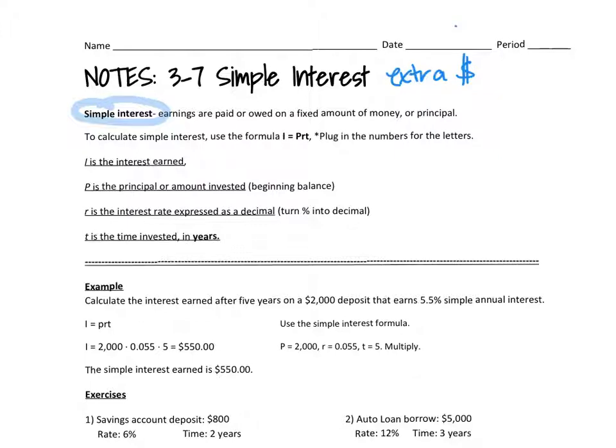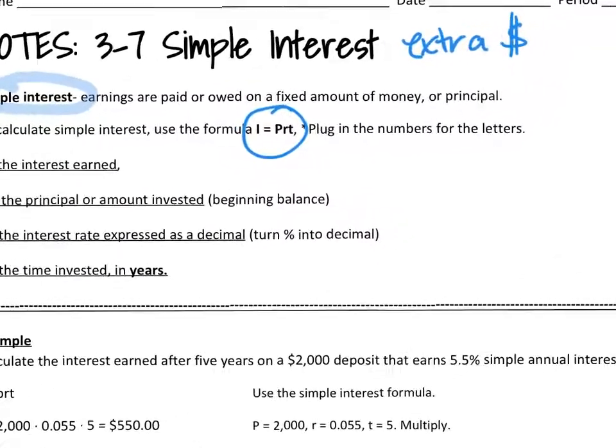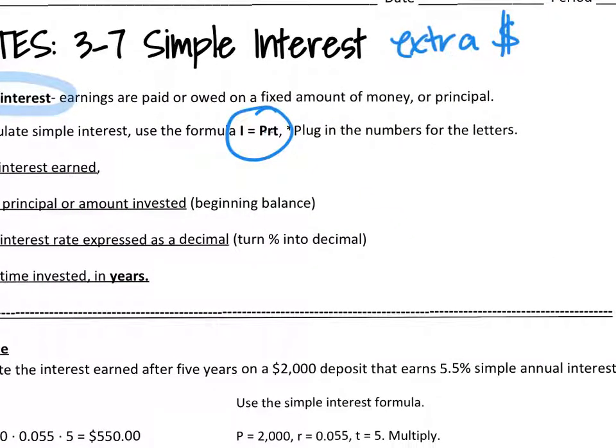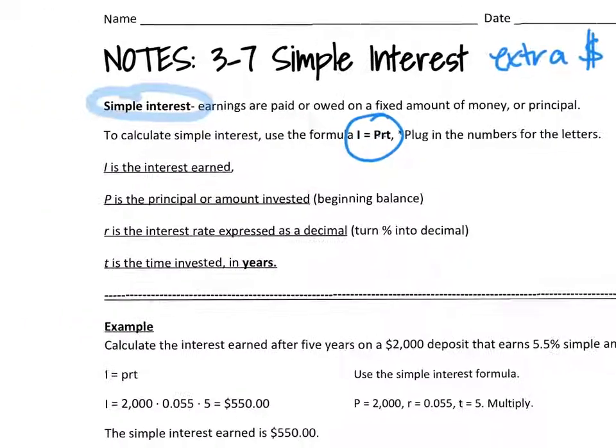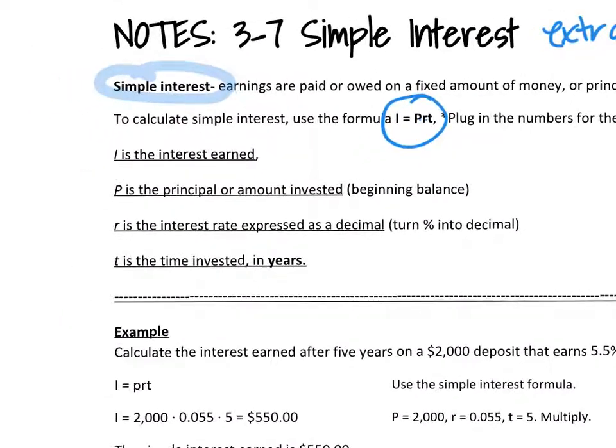To calculate simple interest, we use the formula I equals PRT, and that PRT is being multiplied by each other. And we're going to plug in the numbers that we get in our word problems into our formula. So just to break this down, I is the interest earned. So that's our extra money, interest earned or owed.